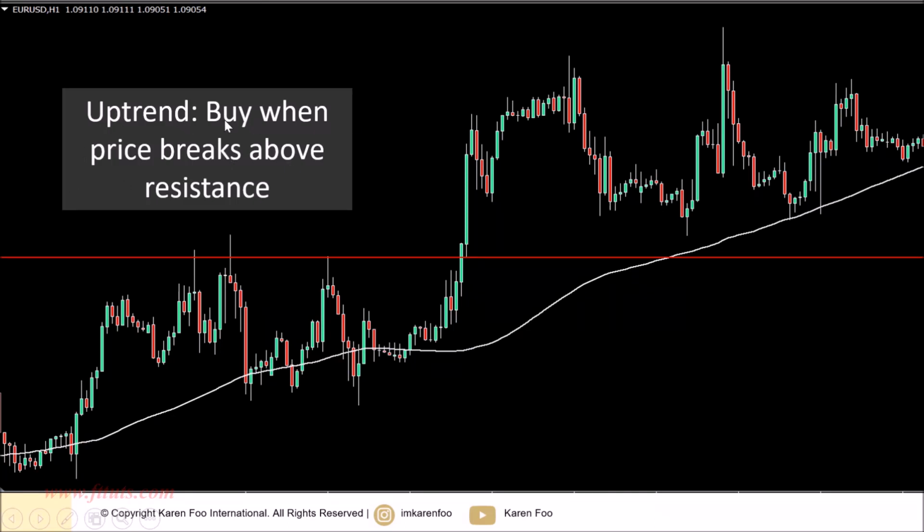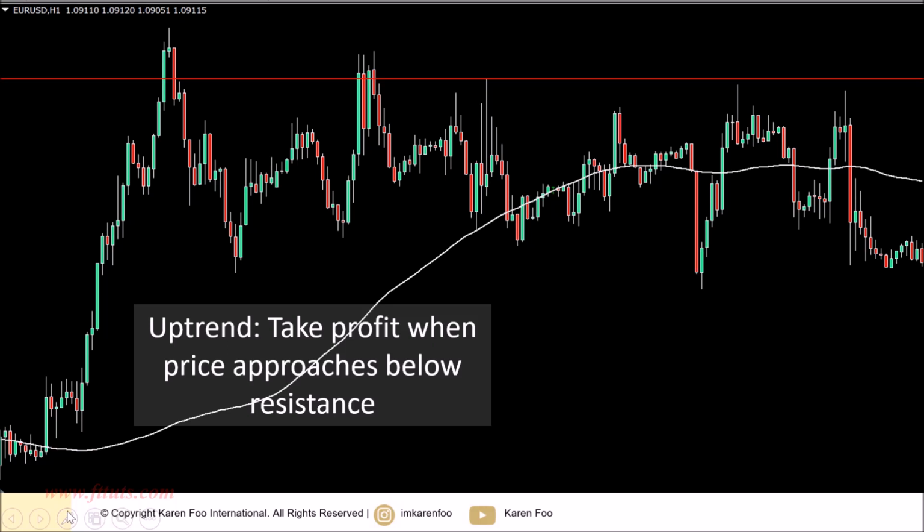So in an uptrend, you want to buy when price breaks above resistance. So I have a resistance line over here based on these 3 points. And in a breakout trade, you want to wait for price to break above the resistance and then you make a buy trade. And in an uptrend, let's say if you made a buy trade somewhere down here, okay, and you don't know where to take profit because there's no recent swing high, you can take profit when the price approaches below resistance. You can see my resistance line over here, and when you see price test the second time over here or third time over here, you take profit, okay?